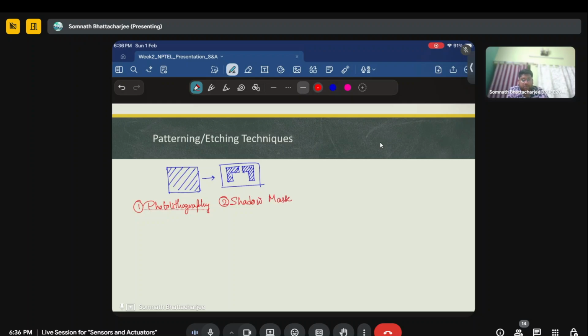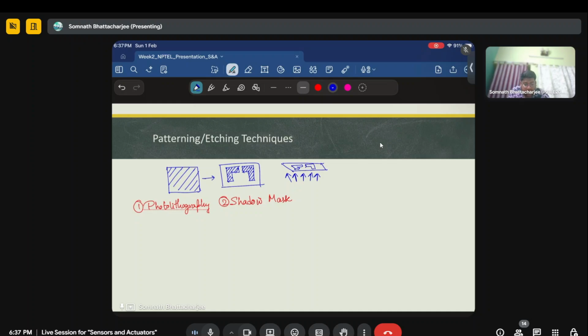So let me first briefly introduce you to this shadow mask usage. What happens is that if you are directly evaporating some material onto your substrate, you can have a shadow mask. So what is a shadow mask? Shadow mask is like this. Let's say you have a metal mask and it has the pattern inside it, right?